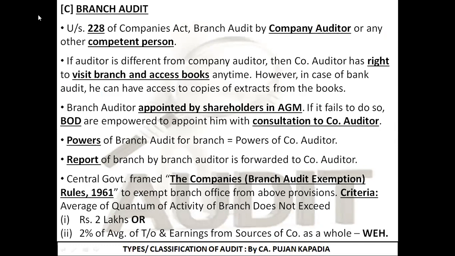Now branch audit can come individually as a short note also. So there are sufficient points that I have written and covered in this particular slide. First of all, under section 228 of the Companies Act, branch audit is by the company auditor or any other competent person. So who is supposed to conduct the branch audit? Either a company auditor or any other competent person. A competent person is a person who fulfils the requirements to be appointed as the auditor.